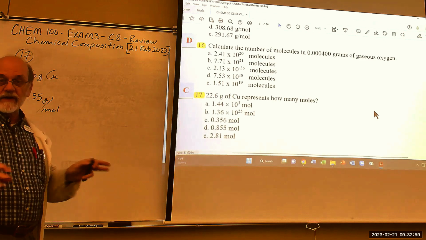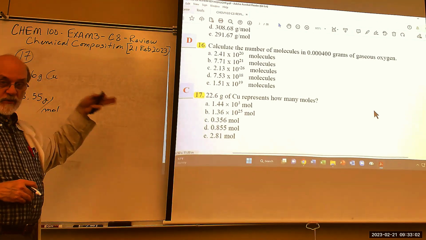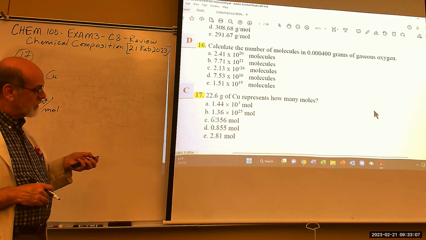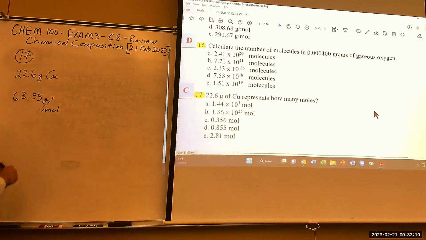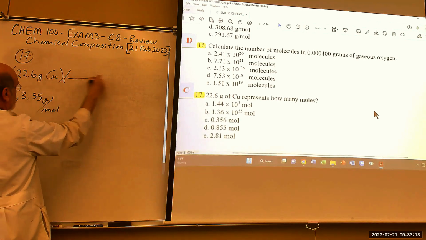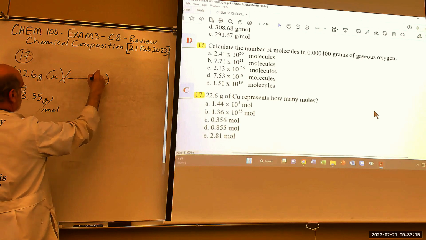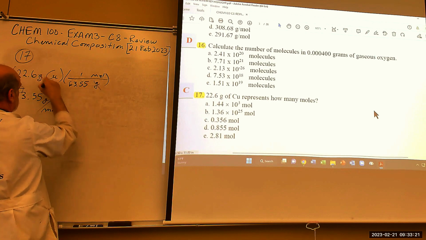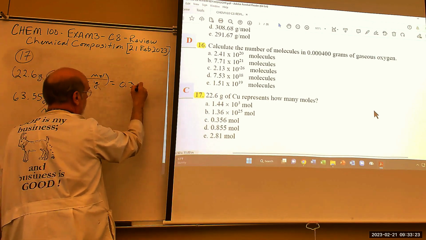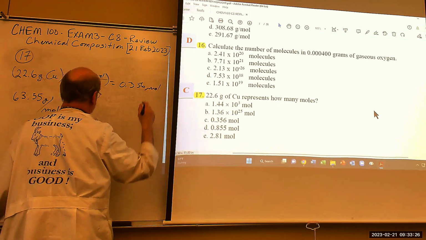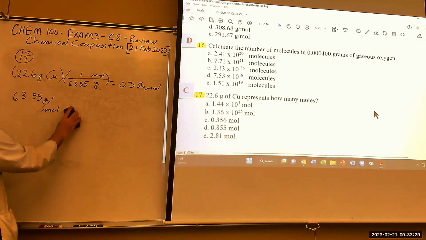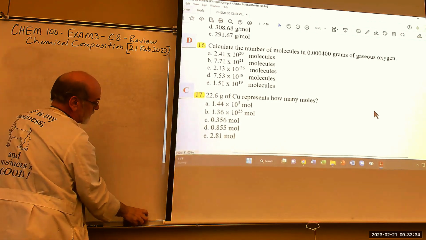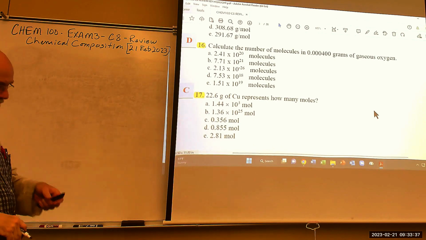So I don't even have to do the calculation. This is multiple choice. That's your best answer right there, about a third of a mole. You can do the calculation, sure. Just put grams on the bottom, moles on the top, 63.55, and then calculate it. 0.356 mole. But if you're in a hurry and you know what you're doing, you can estimate and pick the right answer sometimes. In this case, it was really easy.